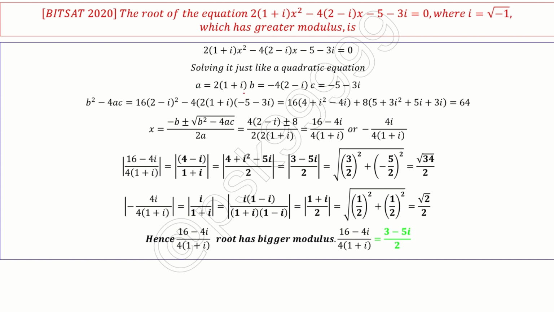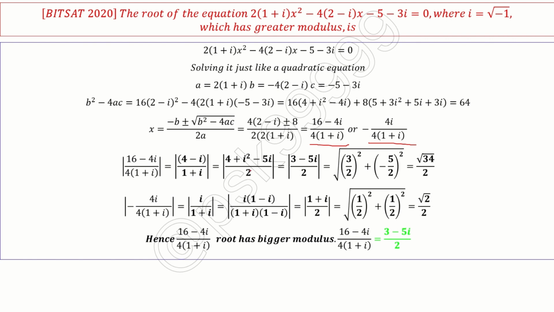So A is equal to 2 times (1 plus i), B is equal to minus 4 times (2 minus i), C is equal to minus (5 plus 3i). So B square minus 4AC, simplified, you will get 64. Now x is equal to minus B plus or minus square root of B square minus 4AC, by 2A, which means it is nothing but 4 times (2 minus i) plus or minus 8 divided by 2 times (1 plus i). Simplify it, you get two values. This is my first value, (16 minus 4i) divided by 4 times (1 plus i), or minus 4i divided by 4 times (1 plus i).